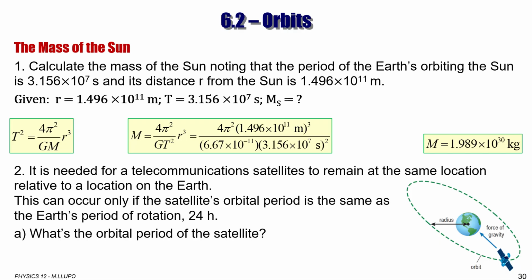Problem 2. It is needed for telecommunication satellites to remain in the same location relative to a location on the Earth. This can occur only if the satellite's orbital period is the same as the Earth's period of rotation, 24 hours. So what is the orbital period of the satellite? 24 hours, or 86,400 seconds.